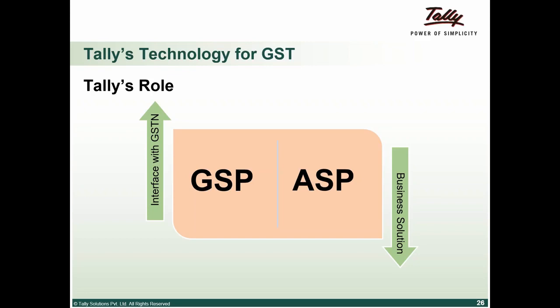Now let us assume that everything goes fine and we become a GSP. Once we become a GSP, since Tally is a GSP and also an ASP, this GSP-ASP combination is like the best couple in the world. Very, very understanding couple. You can do wonders by being a GSP and ASP, and the kind of experience that we can give in the business solution as a Tally product is going to be phenomenal. We couldn't have even dreamt of it in our wildest dream.